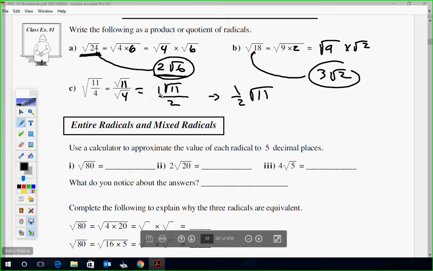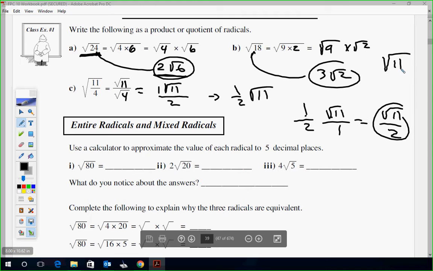Because this is a 1/2, right? It's a 1 root 11 over 2. So just pull that 1/2 out. It's root 11. These are the same thing. If you're like, wait a second, you're changing it. Well, no, because if I multiply these, what's root 11 times 1? Root 11. 2 times 1, 2. So you can see I'm back to here, okay? I haven't changed anything.